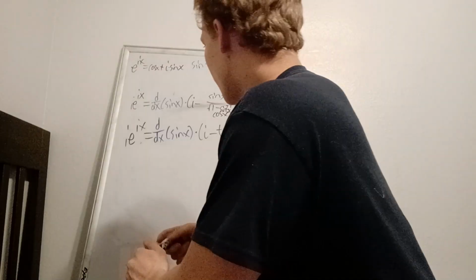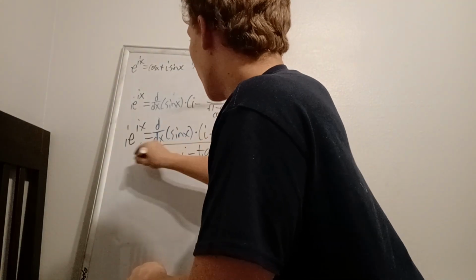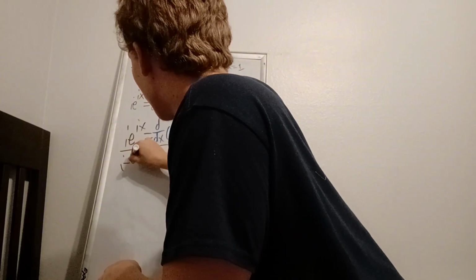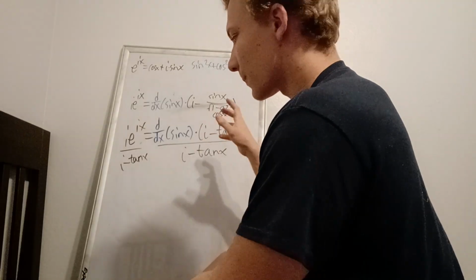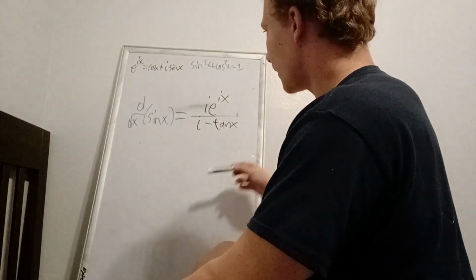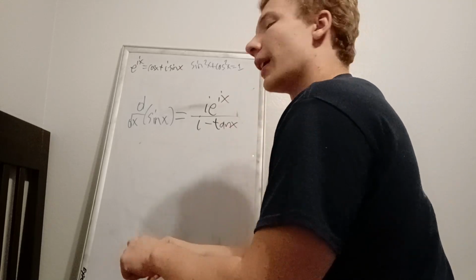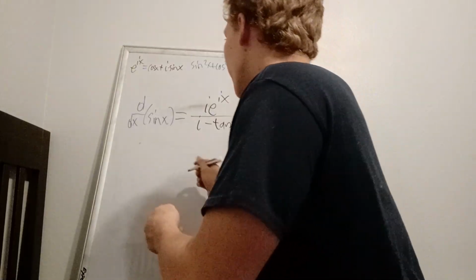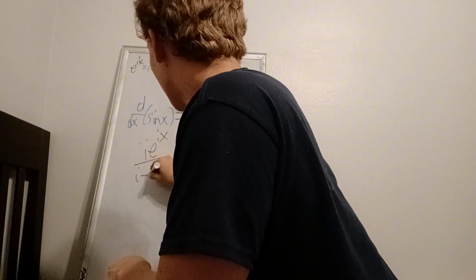Now, we can just divide both sides by this i minus tangent x in order to isolate our derivative of sine x. And so we're going to get an expression that looks like this: the derivative of sine x must equal i e to the ix over i minus tangent x. Now, let's clean this up a little bit. First, we'll bring this expression down to simplify by itself.